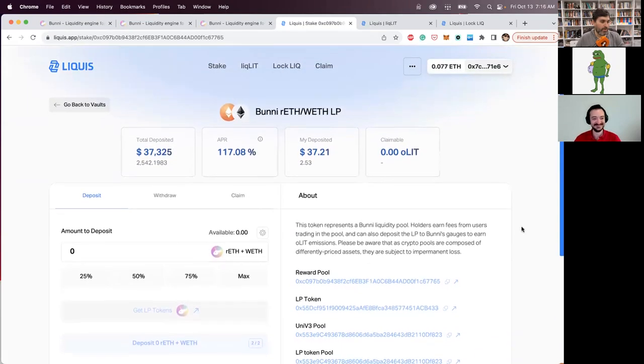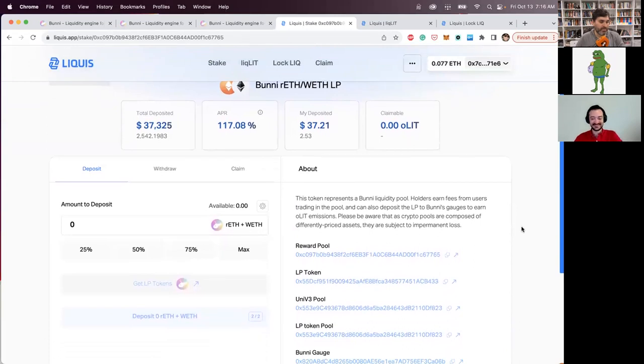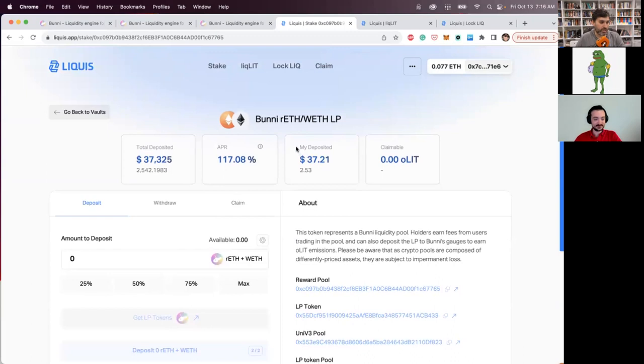So now my position is up. I've deposited it. It's all staked. So here it's come up, my deposit is $37.21. What's this 253? That's just how many bunny tokens I've deposited, right? So exactly. At the moment I've not claimed any OLIT, because I don't have any to claim. And yeah, I'm up with that.